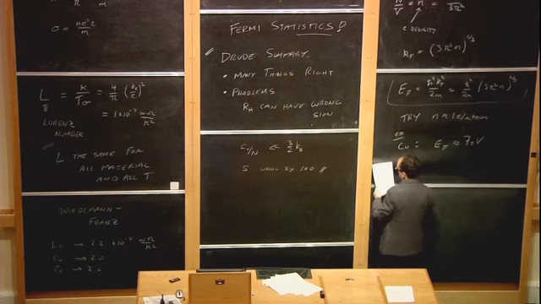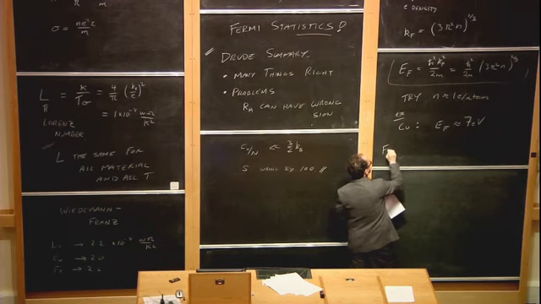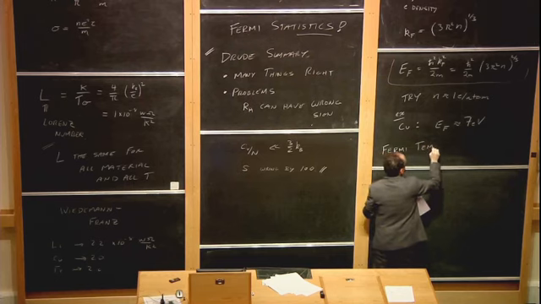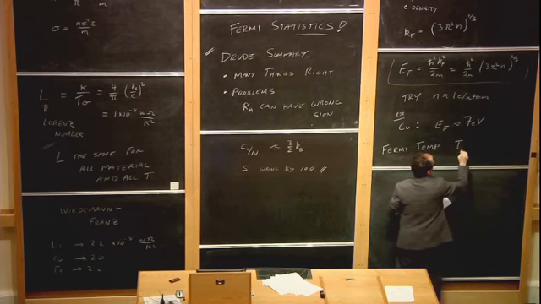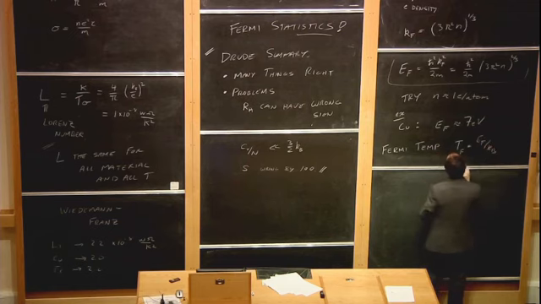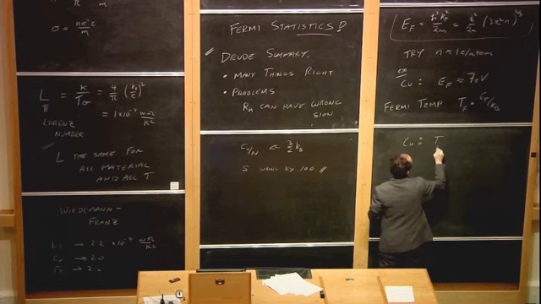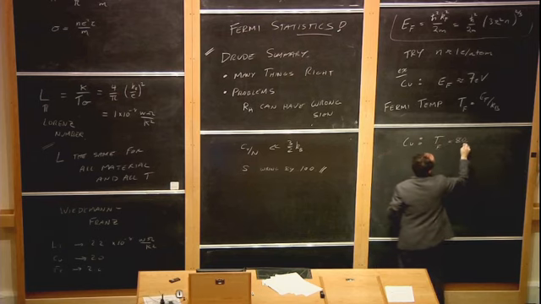And is that a big number or a small number? Well, it's useful to convert it to a temperature, which is known as the Fermi temperature. So I'll define the Fermi temperature, again something named after Fermi, which is T_F equals E_F over k_B. And for copper, T_F is about 80,000 Kelvin.